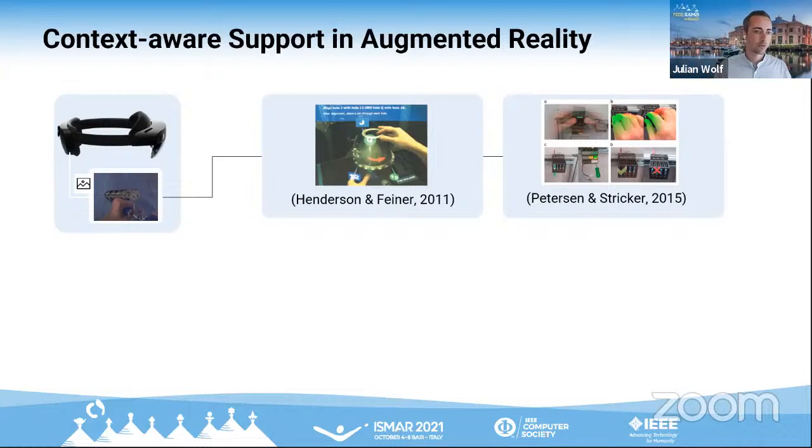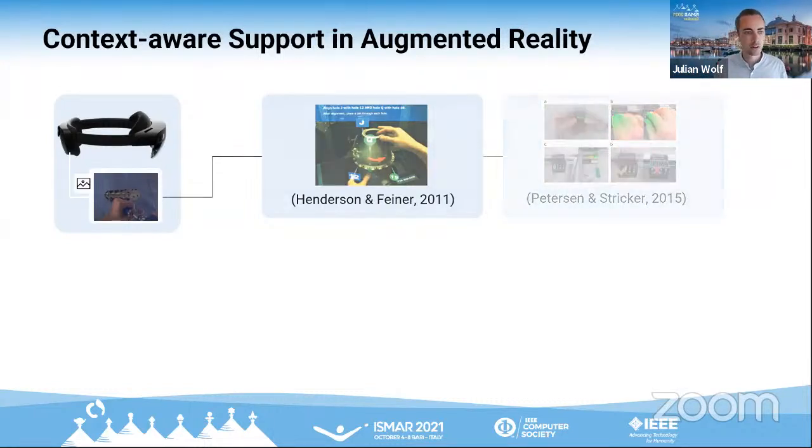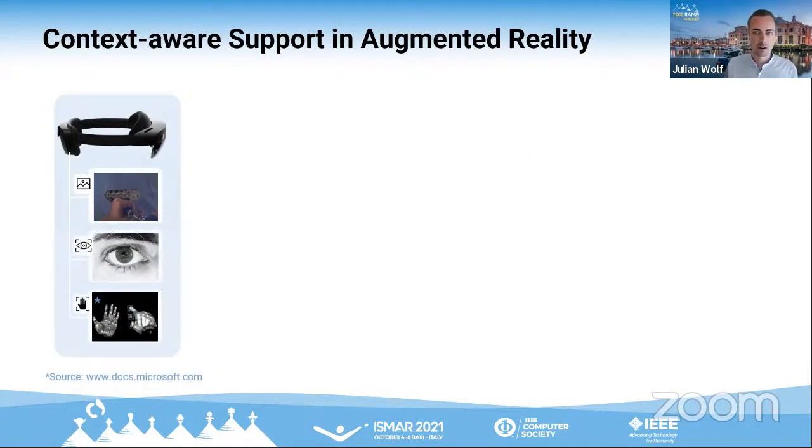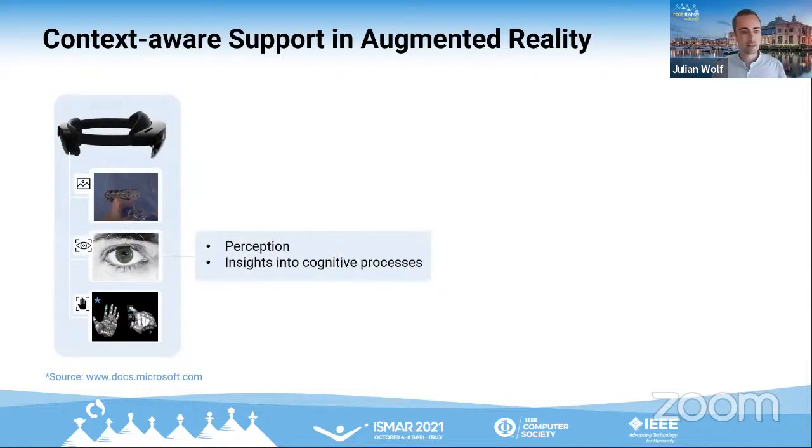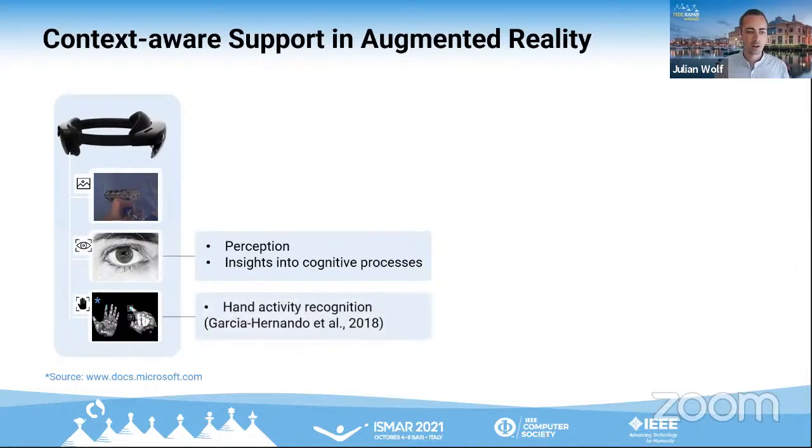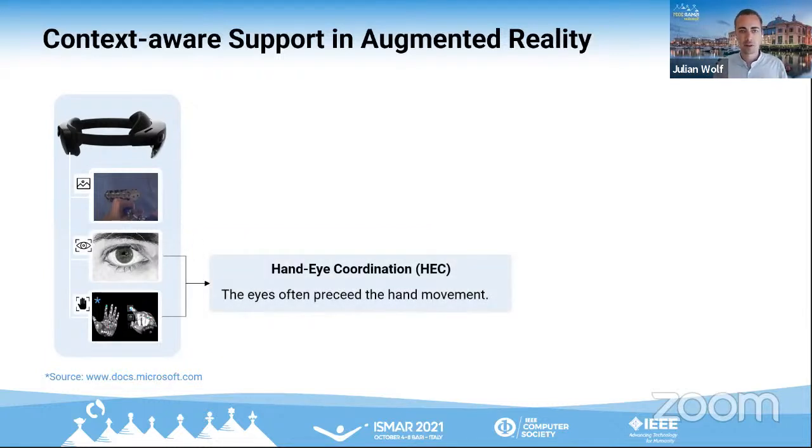Now with recent head-mounted displays like the Microsoft HoloLens 2, there's also eye tracking and hand tracking integrated. These are two powerful representations of human behavior. Eye tracking has been extensively used in research to understand perception and to get insights into cognitive processes. Hand tracking, or in general hand poses, can be used for hand activity recognition to understand what the operator has been doing in the physical environment. We are in particular interested in the task-dependent relationship of these two, namely hand-eye coordination, because in this coordination the eyes often precede the hand movement, and therefore this pattern might be usable to predict erroneous hand actions.